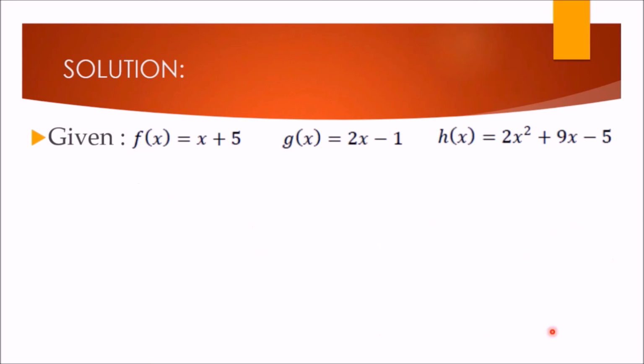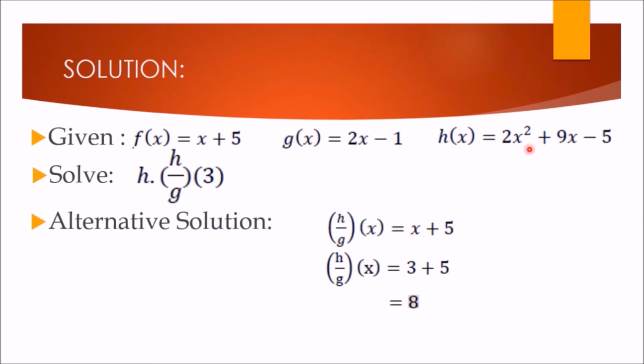Okay, let's move further. An alternative solution is to divide 2x squared plus 9x minus 5 by 2x minus 1, which is x plus 5. So specifically, when we change x, this should be 3. So h over g of 3 is equal to 8. Instead of x, you'll have 3 and then add it to 5, and that gives you 8.